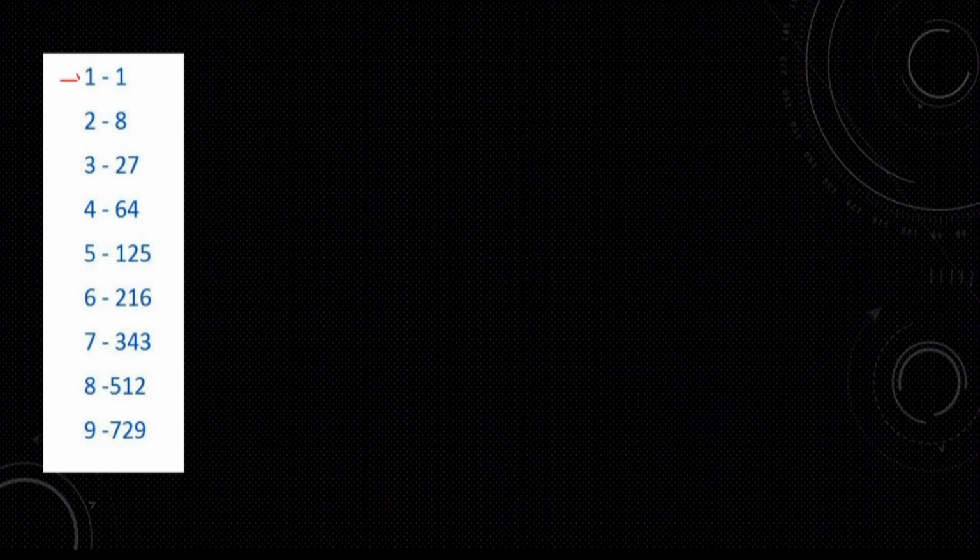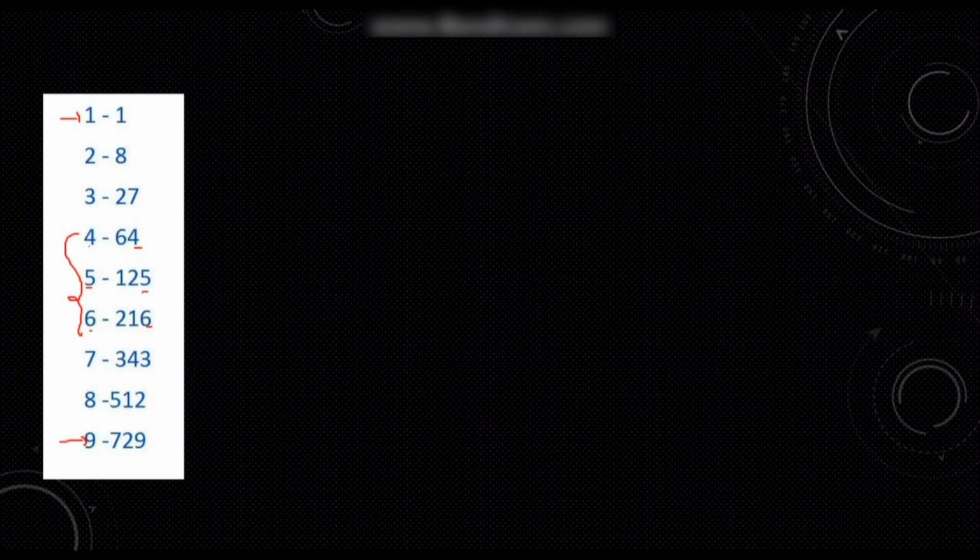See the numbers 1, 4, 5, 6 and 9. You can see that all of these have the same number as their ending digit. 4 has 4 here, 5 has 5, 6 has 6, 9 has 9 and 1 obviously has 1. So these digits, when we cube them, we get the same digit at the last. I'm just writing them here as a list: 1, 4, 5, 6 and 9. For these we'll have the same digit.